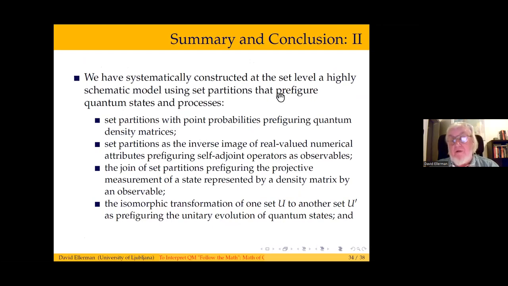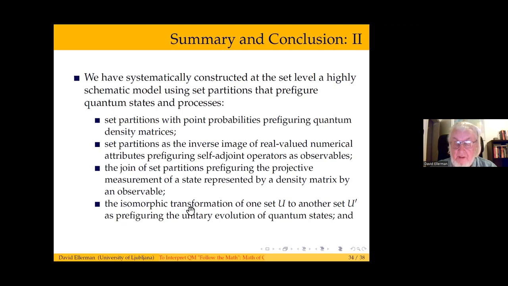So we systematically constructed at the set level this highly schematic model using set partitions, and it's sort of like a skeletal model of what's going on in quantum theory math: this mathematics of partitions, set levels. The set partitions are behind both the main tools, both the states and observables, but set partitions with different additional structures. So if a set partition has point probabilities, that prefigures, in other words, gives you the density matrices, or if the set partition is the inverse image of a real valued numerical attribute, then it prefigures, in other words, defines by the yoga, self-adjoint operators or Hermitian operators as observables. The join of set partitions prefigures projected measurement, where the state represented by the density matrix is measured by the observables. So the two uses of partitions come together there in the join operation.